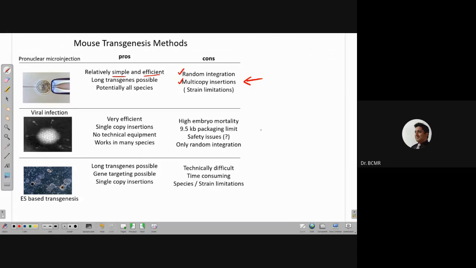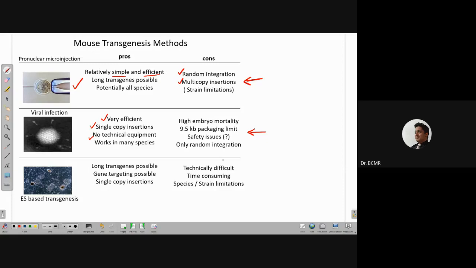We also have discussed retroviral methods, where it is very efficient because we are using the infection model of the virus itself. Single copy insertions are possible, and not so much technical equipment is required. Compare it with direct microinjection: you need a micromanipulator, and the suction pipette and all this stuff. But with the viral infection method, it's much easier.